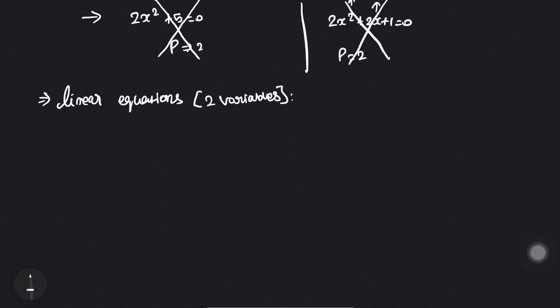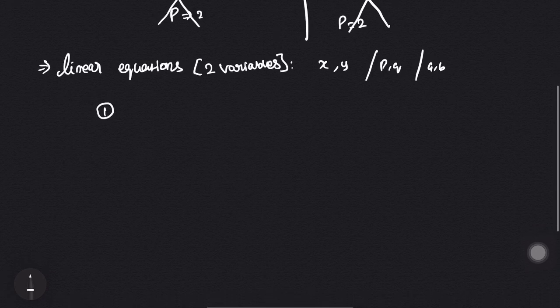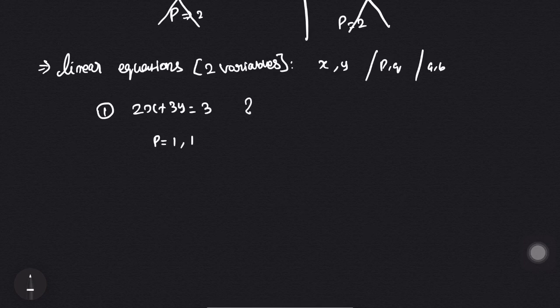That means an equation has a minimum of two variables, either x, y or p, q or a, b, like this. The first one, 2x plus 3y is equal to 3. So this time the power of x is 1 and the power of y is also 1. So the maximum power of the entire equation is 1. So this is a linear equation and also in two variables.